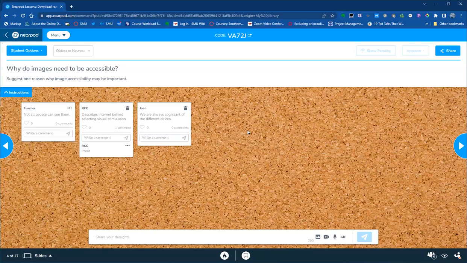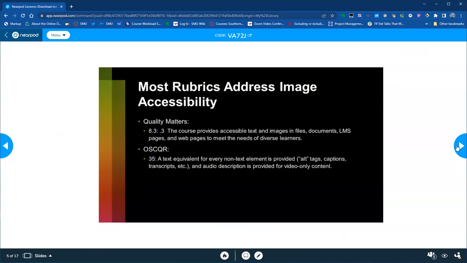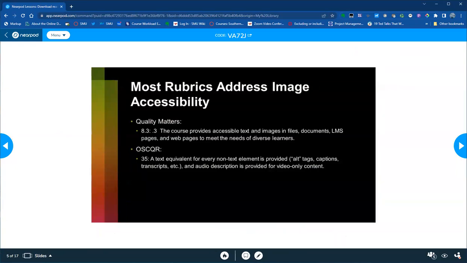So for all of these reasons, when we include our images, we have to think about how we can make those images accessible to all of our learners who may encounter them. And I just wanted to talk for just a second about the fact that when we're looking especially at online content, most of the quality rubrics that assess online content do have places where they talk about accessibility for images as well.